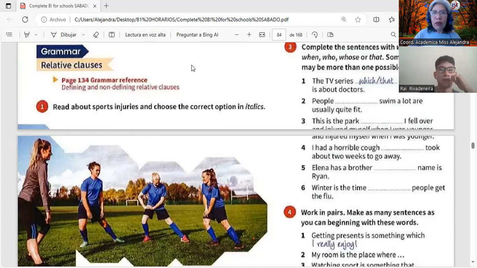Let's go to page 134. Let me write here 84 to know which page we should return to.